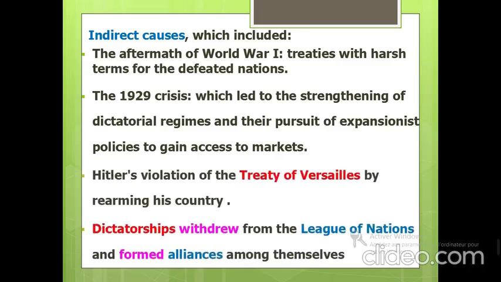Hitler's violation of the Treaty of Versailles by rearming his country. Dictatorships withdrew from the League of Nations and formed alliances among themselves.